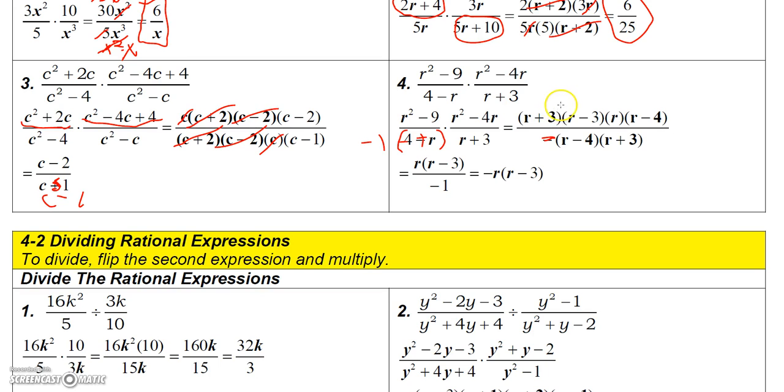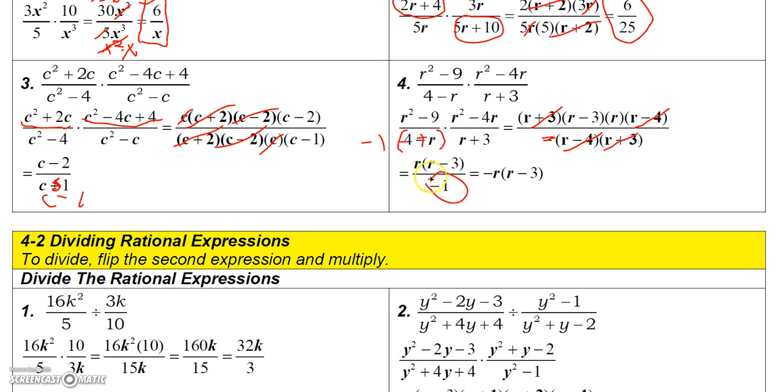Now again, I tried to highlight those things that would cancel, like the r plus 3 cancels with the r plus 3, and the r minus 4 cancels with the other r minus 4. And so what I have in the numerator is r times r minus 3, and then in the denominator I have negative 1. Well, I don't have to leave it like that.